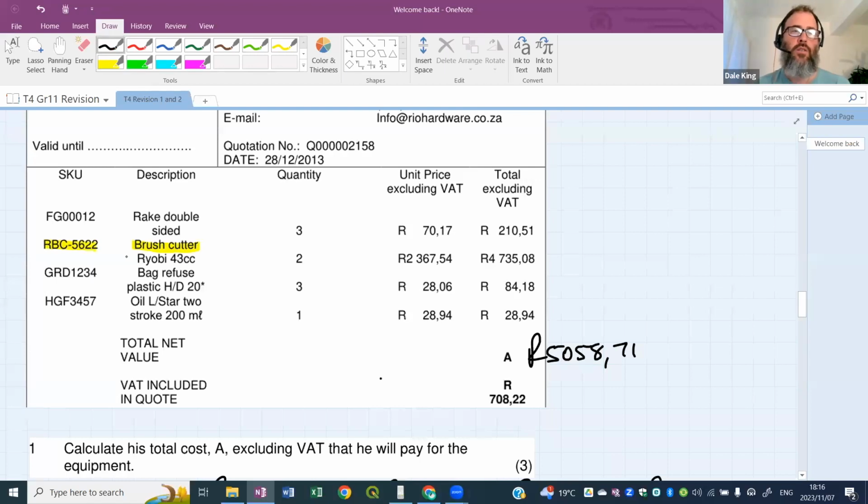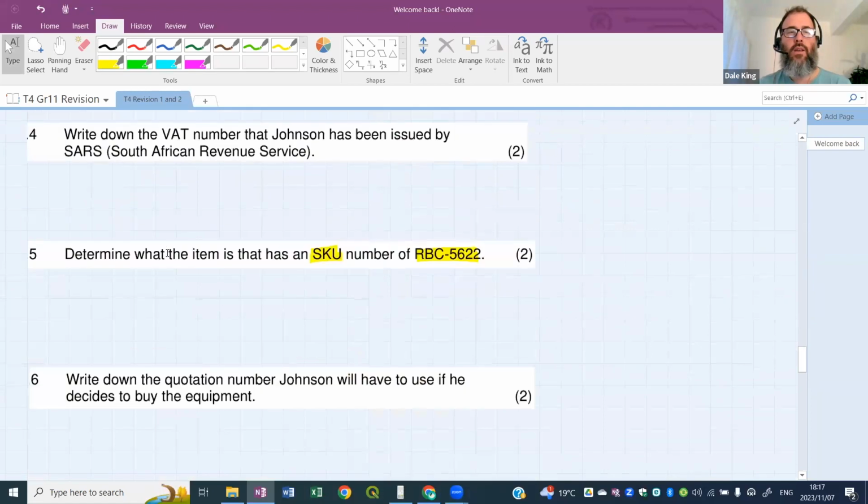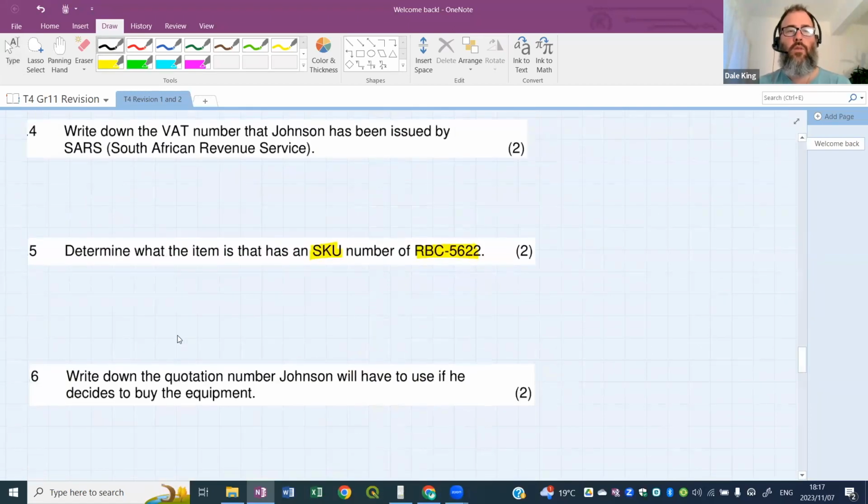Good job. Brush cutters. Okay, but you know what I'm like, hey? We start with the easy stuff, then we work our way to the harder stuff. So there are some more challenging questions coming later on, but let's use these as a warm-up. Very good. So that SKU number is for the brush cutter. Okay. So when they say determine what item, we will write here brush cutter.